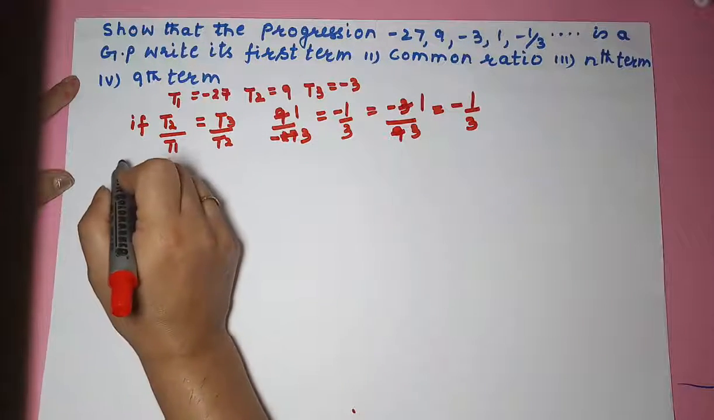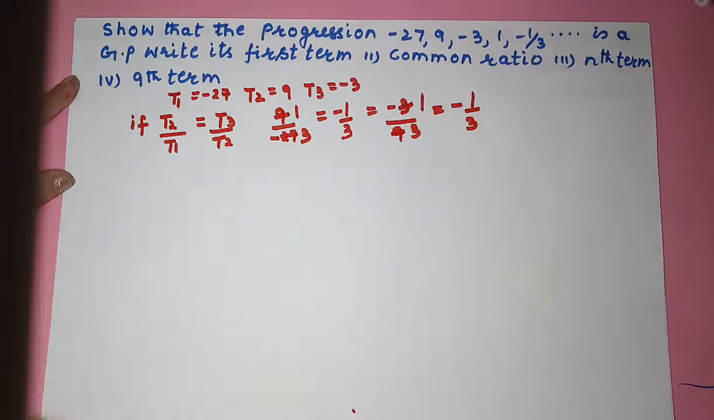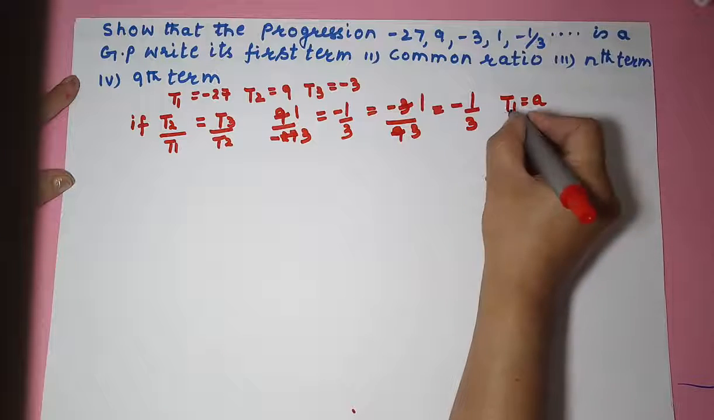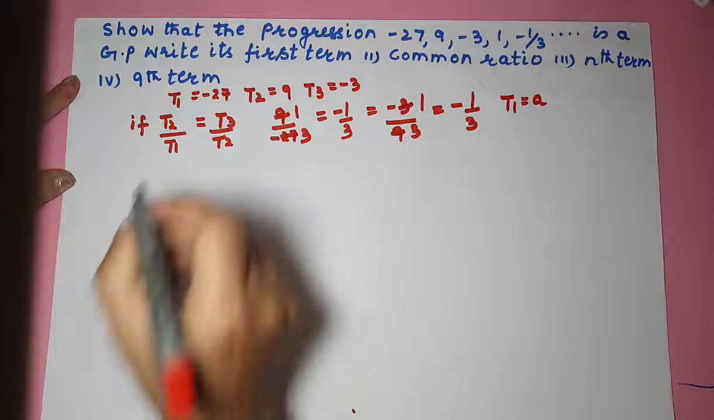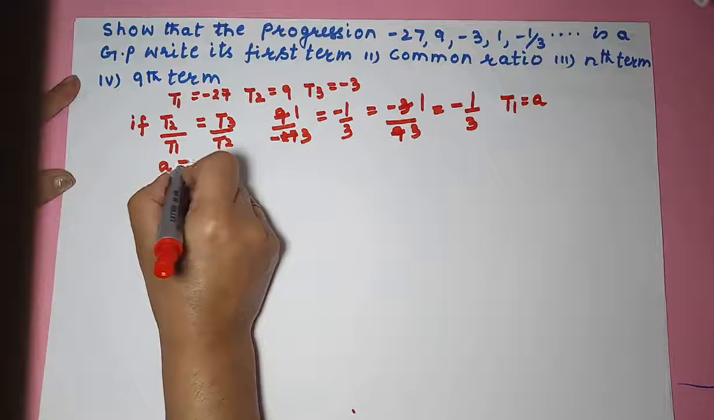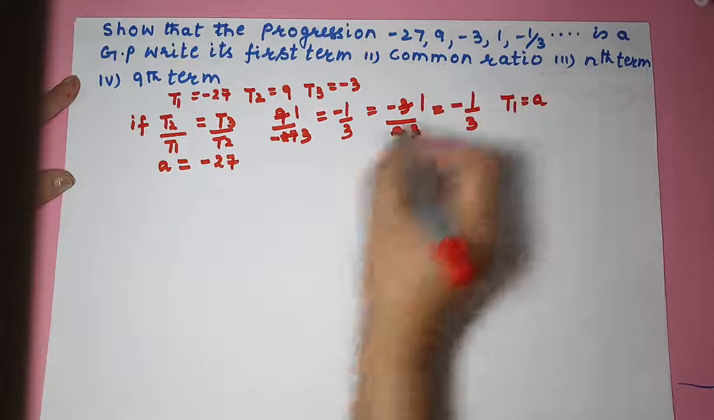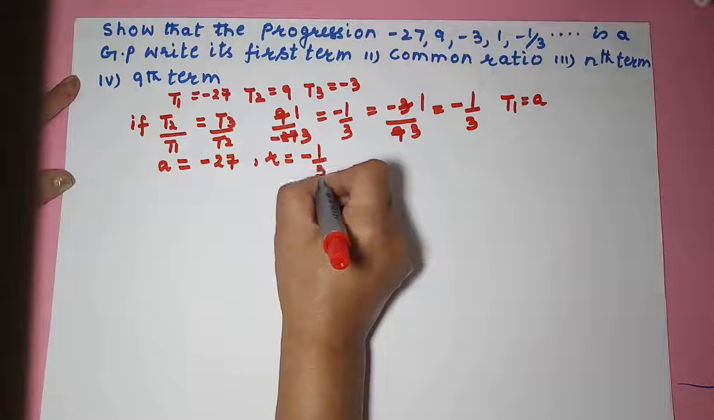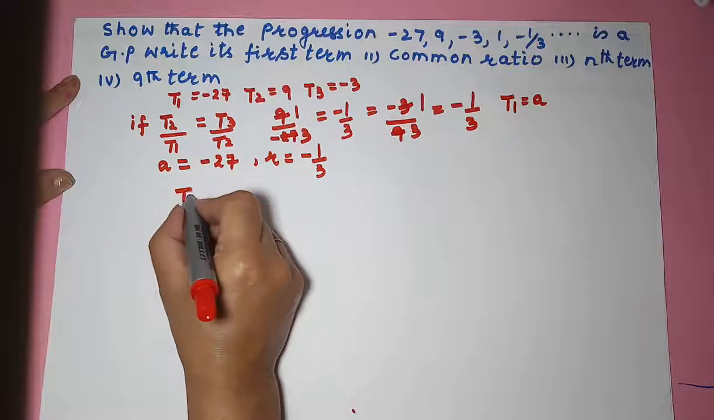Now, second thing. What is the first term? I have to calculate the first term. So first term is always A. So T1 is always A. So what is my T1? Minus 27. So my T1 or A is minus 27. And common ratio I have calculated as minus 1 upon 3. Now he wants me to calculate the nth term or the general term.